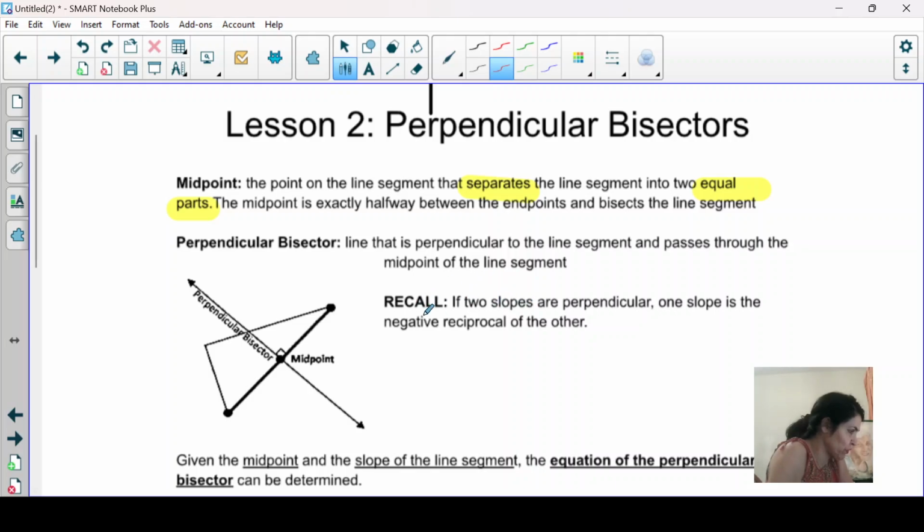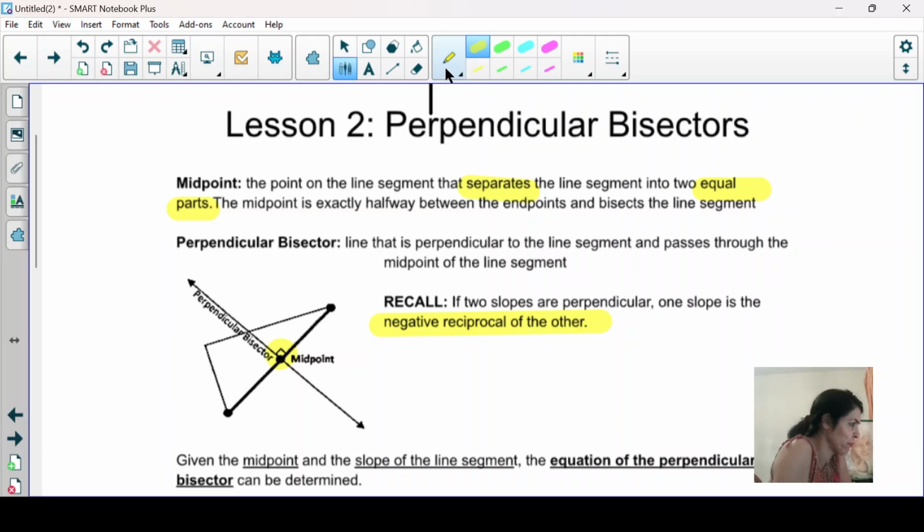If two slopes are perpendicular, one slope is the negative reciprocal of the other one. So if these two lines are perpendicular, as you can see, the angle is 90 degrees, and the slope of one of them is the negative reciprocal of the other one.